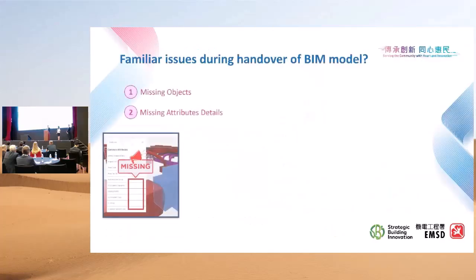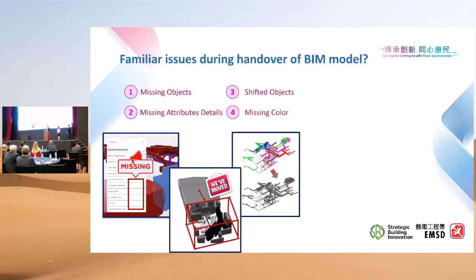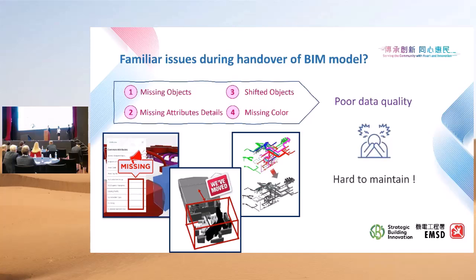Have you ever experienced, when receiving a handover BIM model, missing objects, missing attributes, missing color, or even having the equipment shipped outside the room? All these, what we call poor data quality, make it extremely hard for the maintenance party to carry out maintenance and operation activities. It also makes it hard to be upkept in the whole building asset life cycle. But why do we care so much about the data quality and handover process?